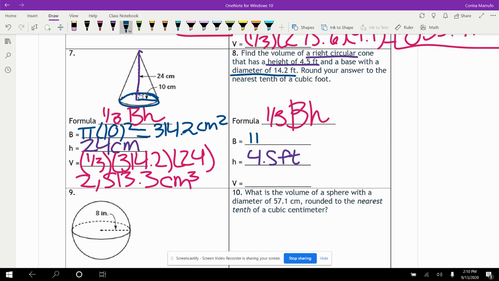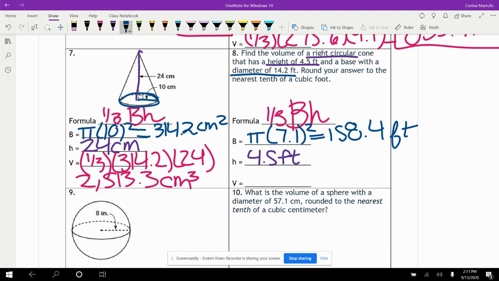So when we plug it in here, pi r squared, we're going to go ahead and cut 14.2 in half, and that gives us 7.1. So let me go ahead and punch that in my calculator. And that gives us 158.4 feet.